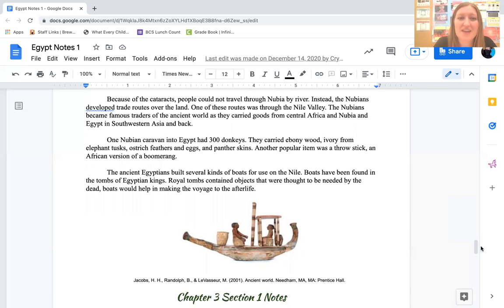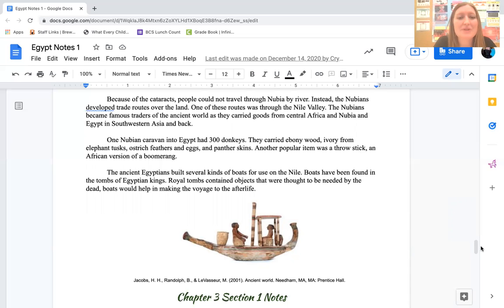One Nubian caravan into Egypt had 300 donkeys. They carried ebony wood, ivory from elephant tusks, ostrich feathers, ostrich eggs, and panther skins. Another popular item was a throw stick, an African version of a boomerang.